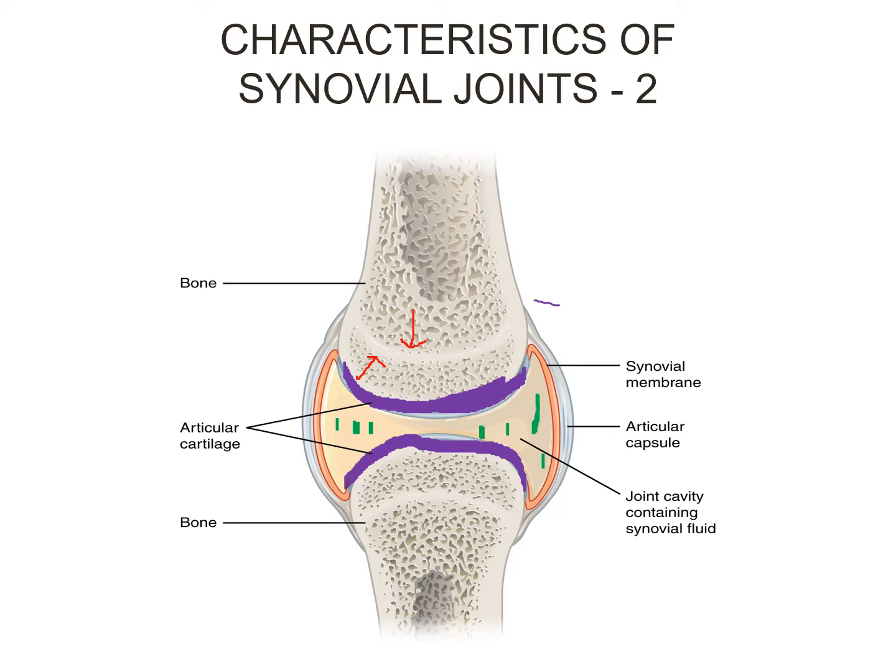And then, what am I missing? Capsule, cavity, and the cartilage. We covered the cartilage. Cool. So those are the four things from the previous slide.